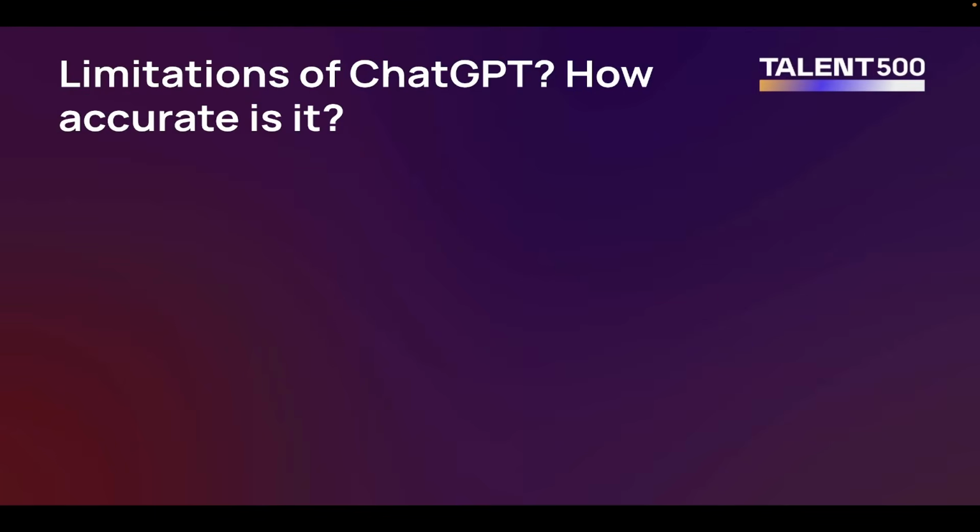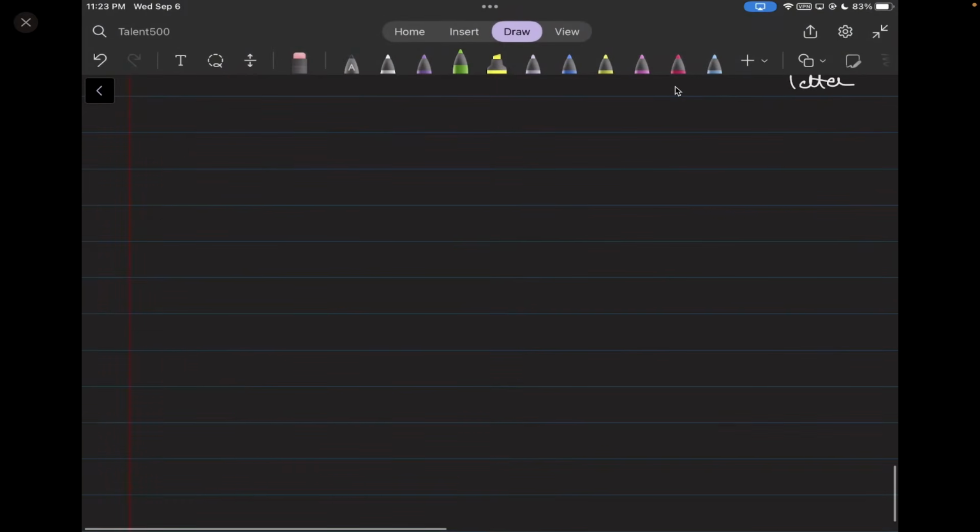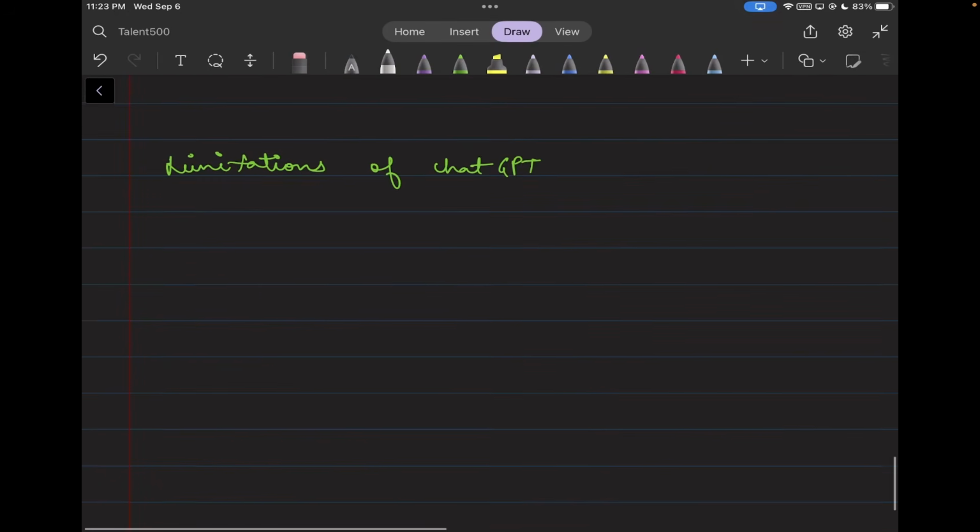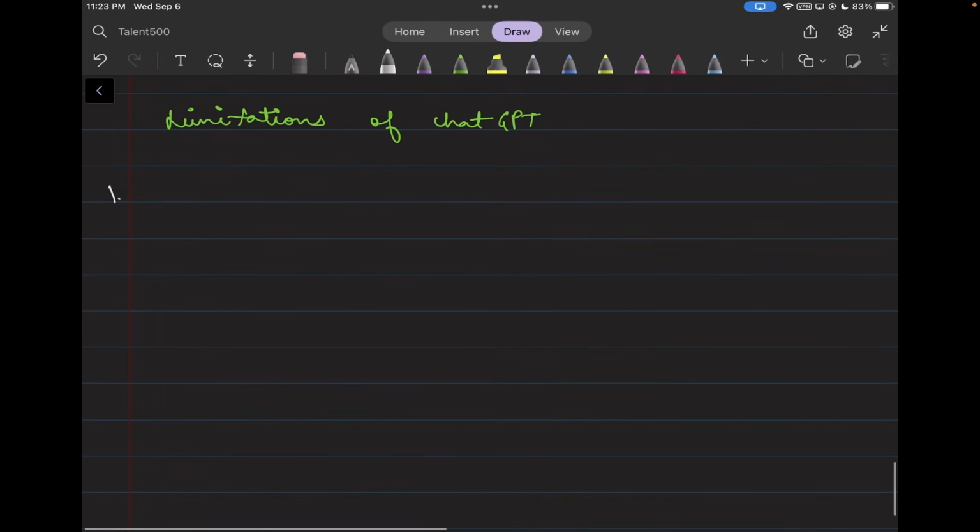Now let's see what is the next question. So that is limitations of ChatGPT. How accurate is it? So when you talk about ChatGPT, here it is going to be having different limitations, and I'm going to be discussing all of them one by one. Limitations of ChatGPT. Okay. So what is the first limitation?